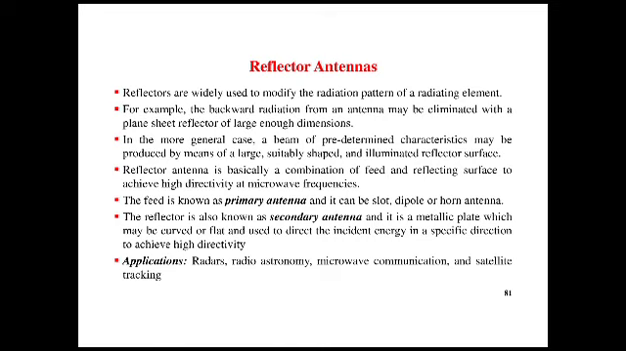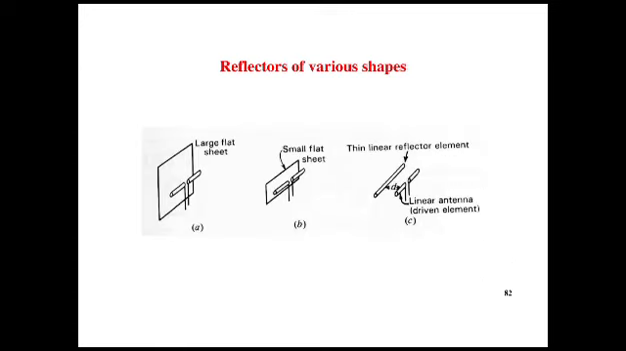Reflector antenna is basically a combination of feed and reflecting surface to achieve high directivity at microwave frequency. The feed is known as the primary antenna and it is a slot, dipole or horn antenna. The reflector is known as the secondary antenna and it is a metallic plate, curved or flat, used to direct the incident energy in a specific direction. Applications: it is mainly used in radar, radio astronomy, microwave and satellite tracking.